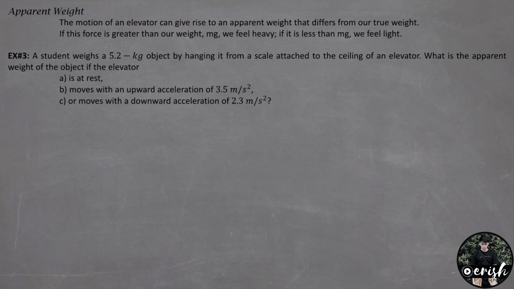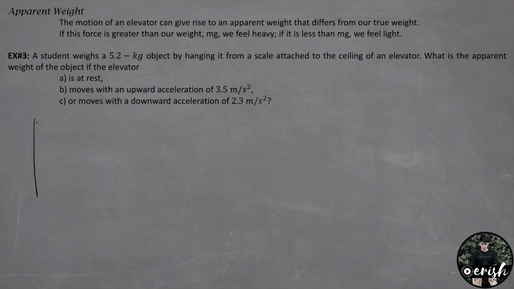Example number 3. A student weighs a 5.2 kilogram object by hanging it from a scale attached to the ceiling of an elevator. What is the apparent weight of the object if the elevator is at rest? Letter B. If the elevator moves with an upward acceleration of 3.5 meters per second squared. And letter C. If the elevator moves with a downward acceleration of 2.3 meters per second squared.